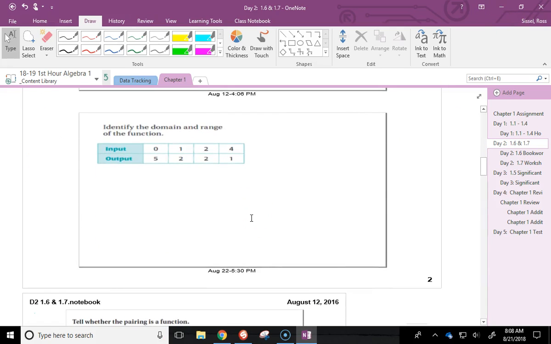Alright, pretty easy this one. This should take about a second. Let's make sure we just understand this part. Identify the domain. Alright, so I'm going to write domain. So we want to go ahead and identify our domain. Well, what do you think our domain is? Zoe? Okay, what are those numbers? The domain is going to be 0, 1, 2, and 4.